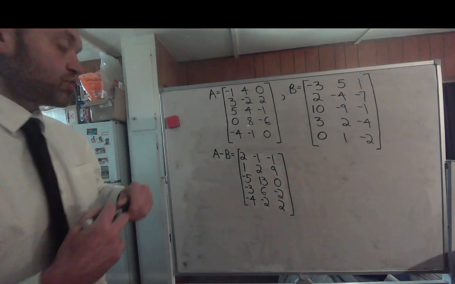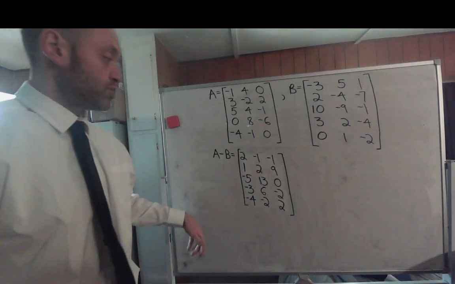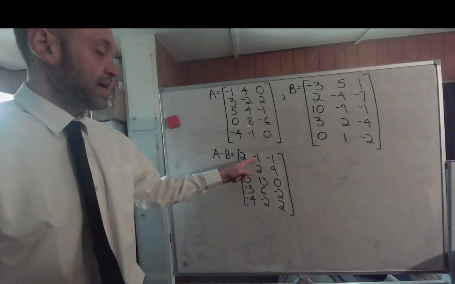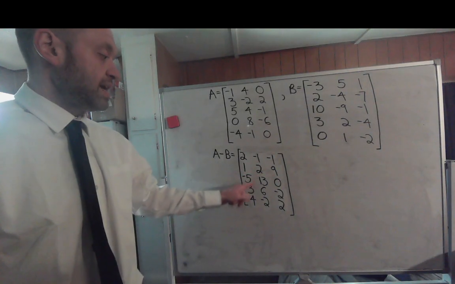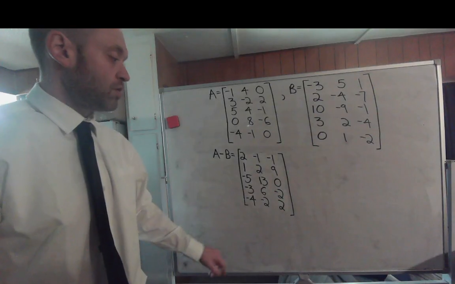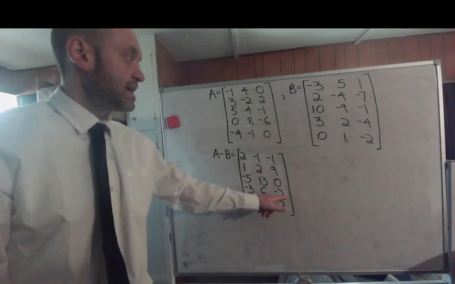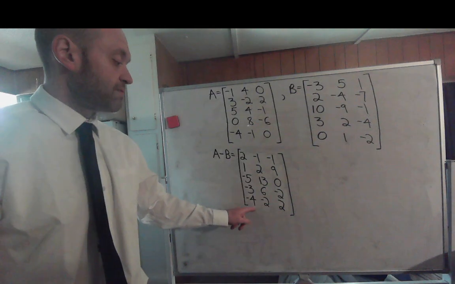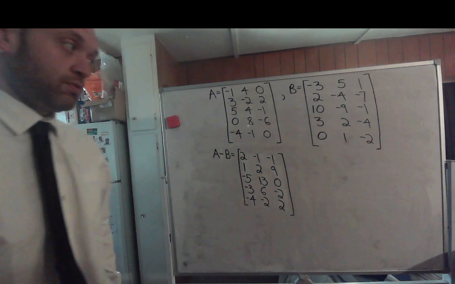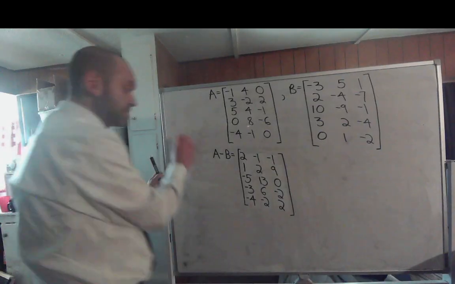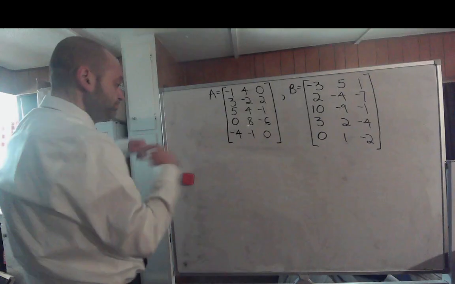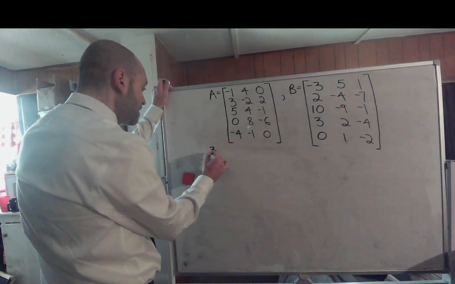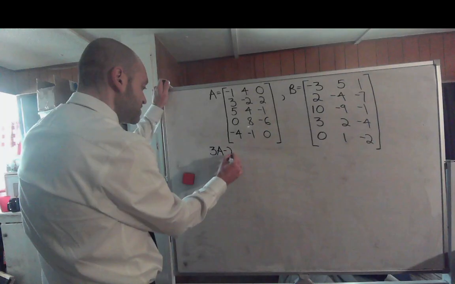So my result should be another 5 by 3 matrix with entries 2, negative 1, negative 1, 1, 2, 9, negative 5, 13, 0, negative 3, 6, negative 2, negative 4, negative 2, and 2. And then we got the big one to end them all. How about 3A minus 2B?